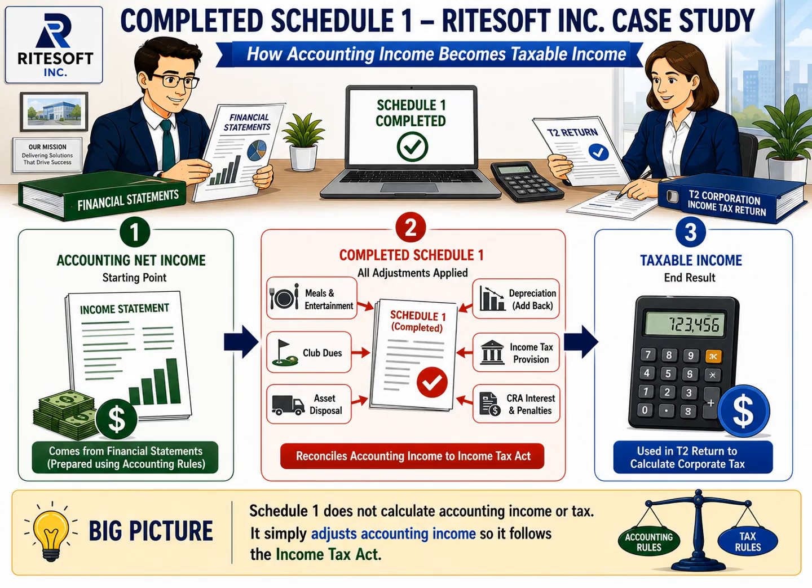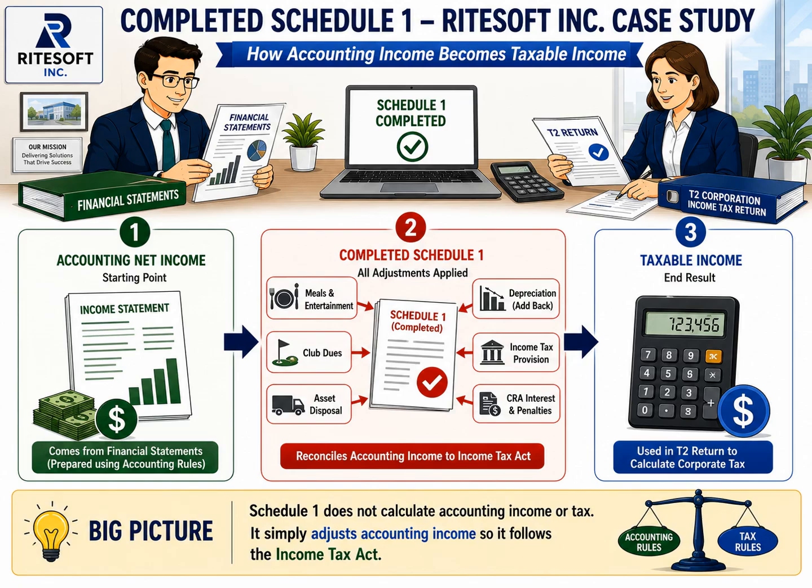Everything begins with the corporation's accounting net income. This amount comes directly from the financial statements, which have been prepared using accounting standards. At this stage, the income statement includes accounting expenses such as depreciation, meals and entertainment, club dues, income tax expense, and other items recorded according to accounting principles. However, the Income Tax Act does not always recognize these expenses in the same way. This is where Schedule 1 becomes essential.